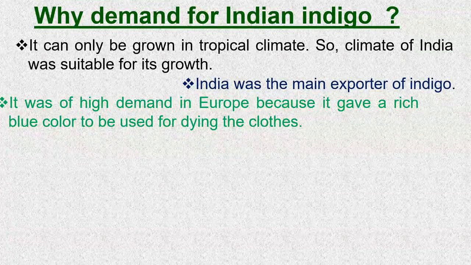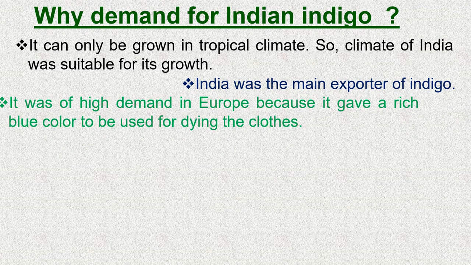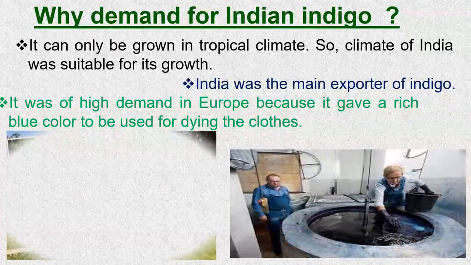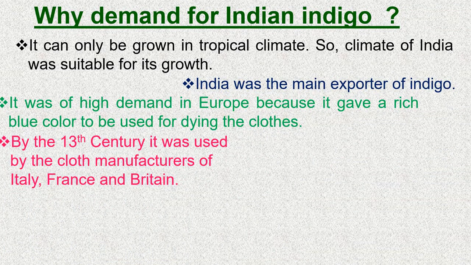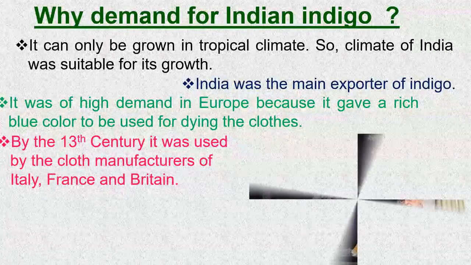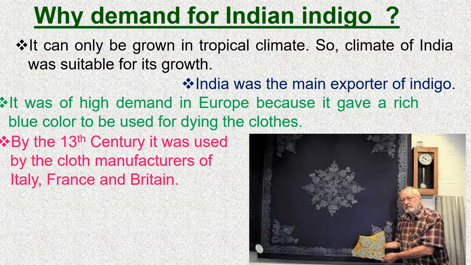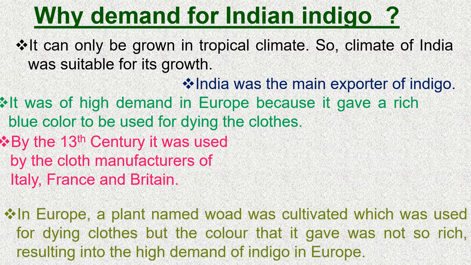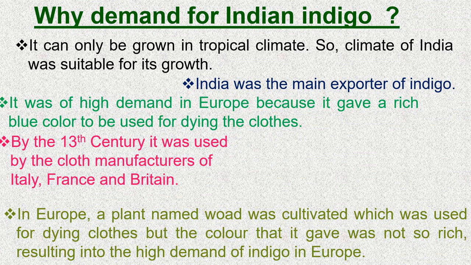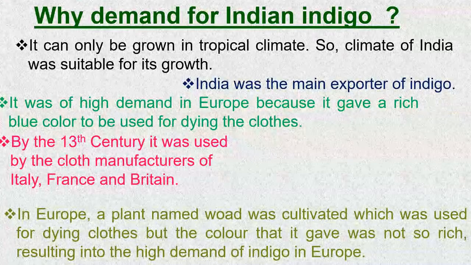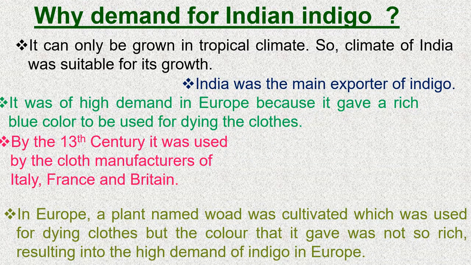It was of high demand in Europe because it gave a rich blue color to be used for dyeing clothes. By the 13th century, it was used by cloth manufacturers of Italy, France, and Britain. In Europe, a plant named woad was cultivated which was used for dyeing clothes, but the color it gave was not as rich as that of indigo, resulting in the high demand of indigo in Europe.